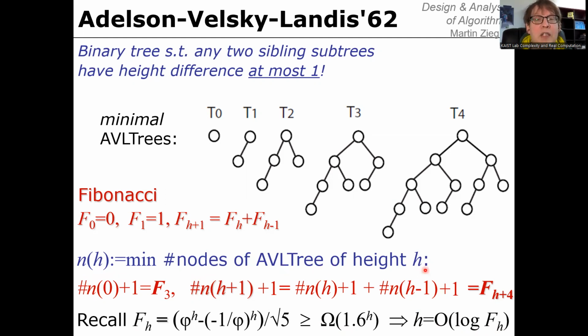And now solving for h, taking the logarithm of both sides, means that h will be logarithmic in this number of nodes up to some constant factor. And this is exactly what we've been looking for, right? This means that the height of AVL trees, of minimal AVL trees, and therefore of every AVL tree, will be at most logarithmic in the number of nodes. And so AVL trees are up to constant factor optimal binary trees.